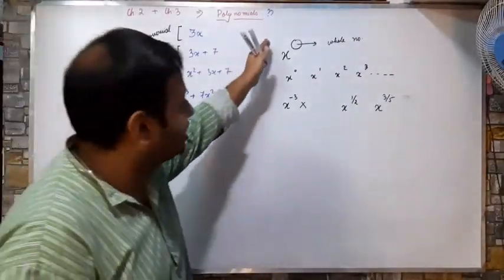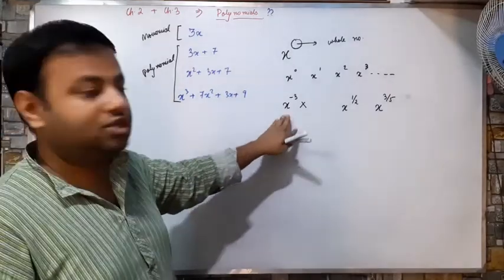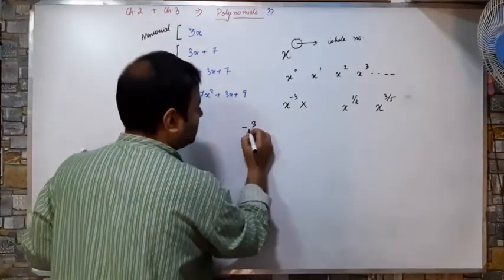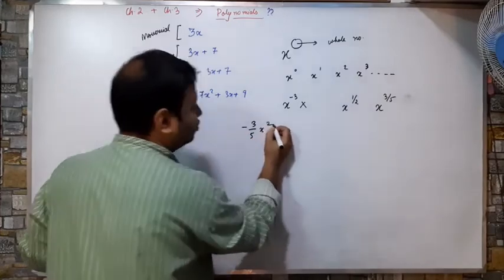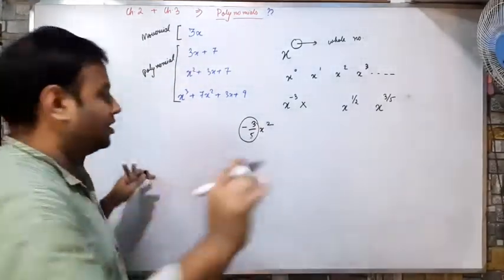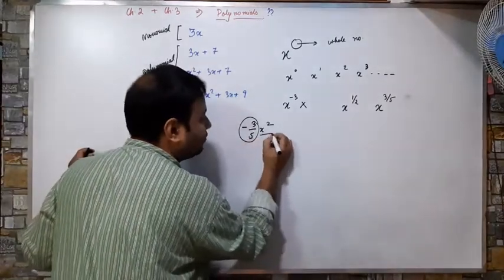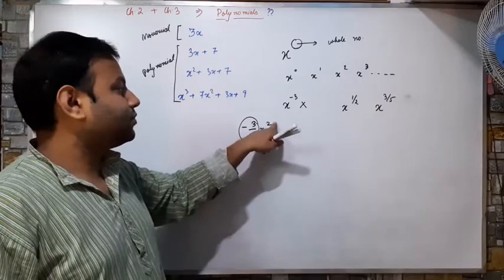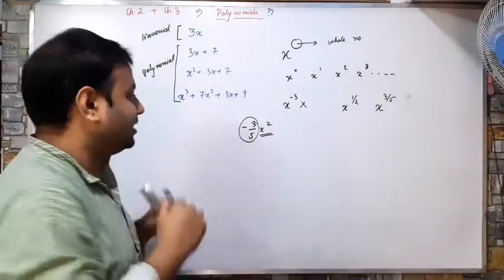So this is the only condition. You have to see the x, you don't have to see the numbers. I can write like this, minus 3 by 5 x to the power 2. Here the number is negative, but the number is not to be concerned. You have to concern only the variable part. The variable part contains the power as square. It is allowed.